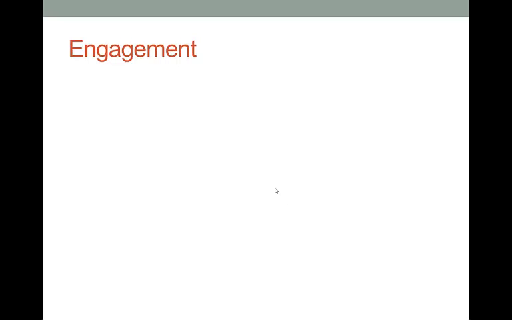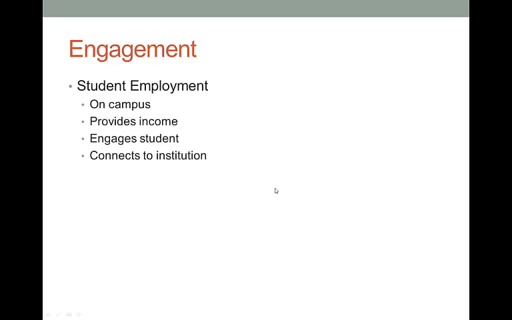So what can we do? How can we get these students engaged? Well, unfortunately, there's really no easy answer. But something we can do is provide student employment. By providing these students on-campus employment, whether it's an RA, a desk assistant, cafeteria worker, whatever it is, they're on campus. It provides them an income, it engages the student, it helps connect them with faculty and staff, and connects them to the institution.